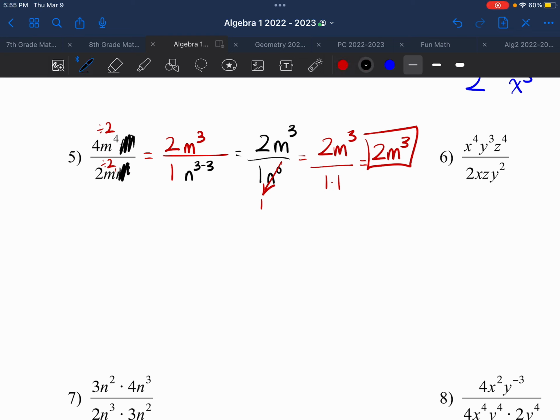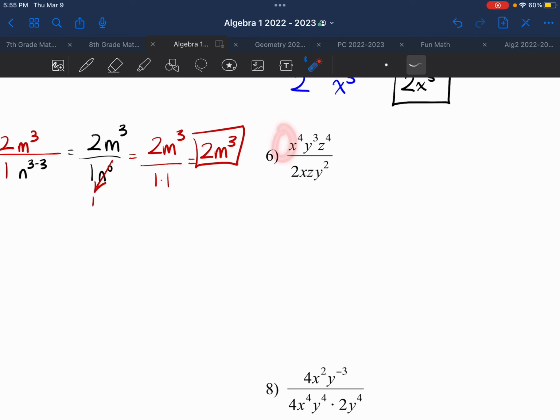All right, what about number 6? There's no number out front. There's no coefficient, so I'm just going to leave that 2 in the denominator. Let's go ahead and write our fraction. The 2 is going to stay in the denominator. Now, for each of these letters, you're going to look at it as a separate problem. And notice that you're missing some powers up here. So let me go ahead and add those labels.